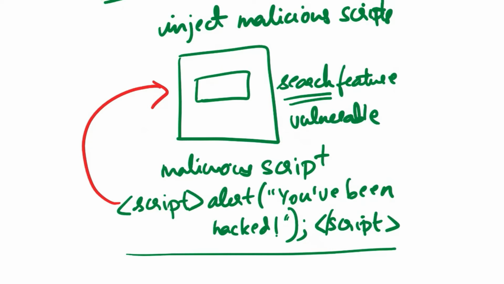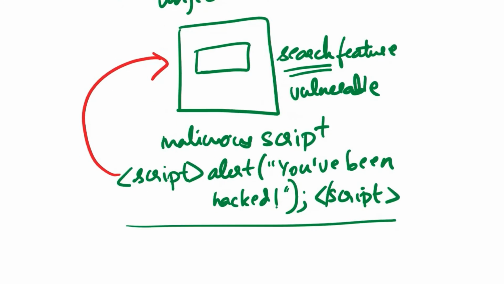Now when a legit user visits the website and decides to perform a search, they enter a search query and the application displays the results on the same page. As part of the search results, what happens? The attacker's payload is displayed now to that user, okay? And when the user's browser encounters this script, it will interpret it as code and execute it.